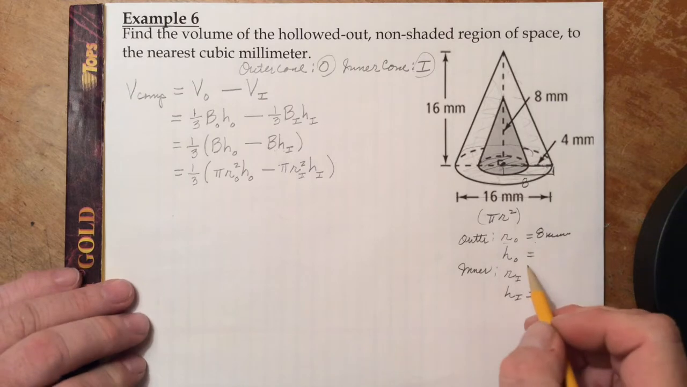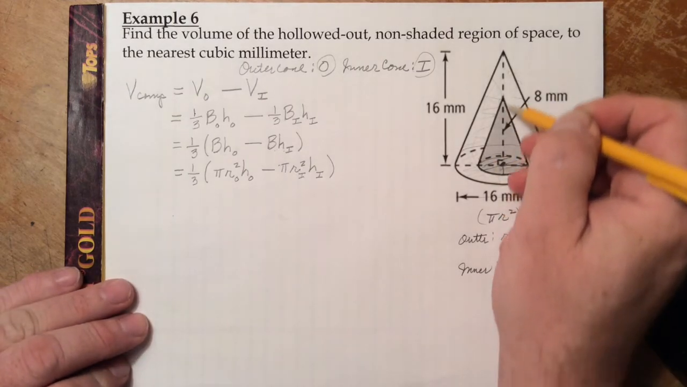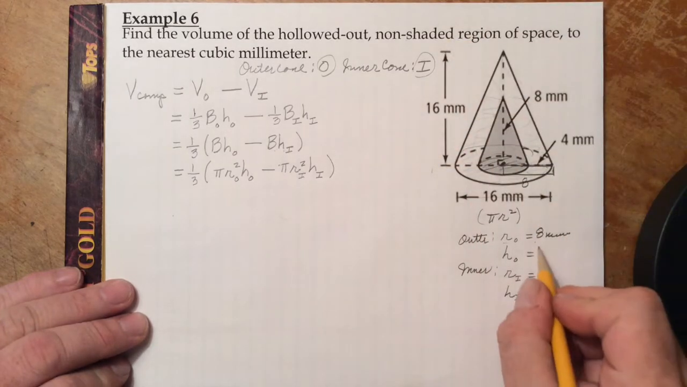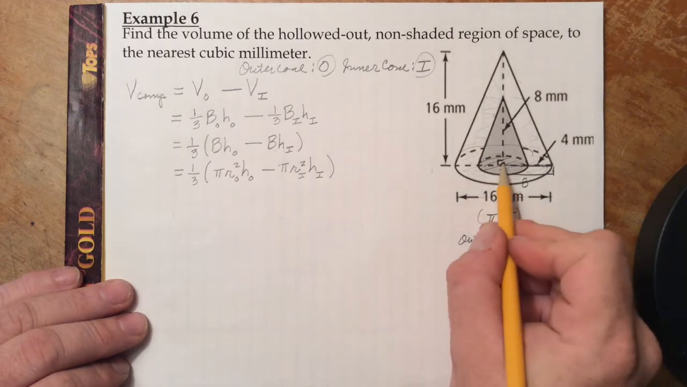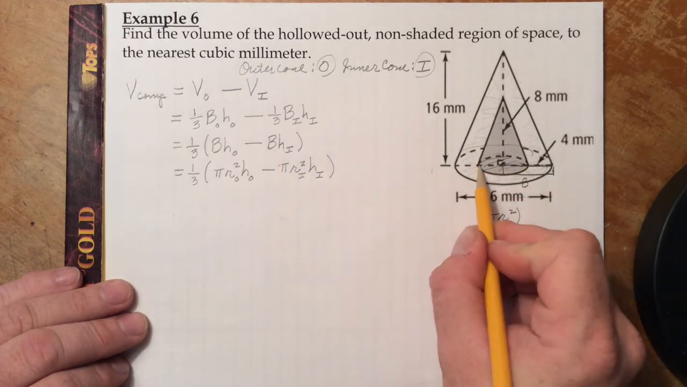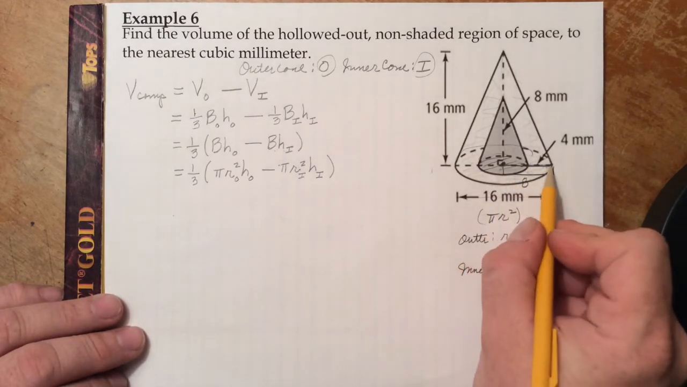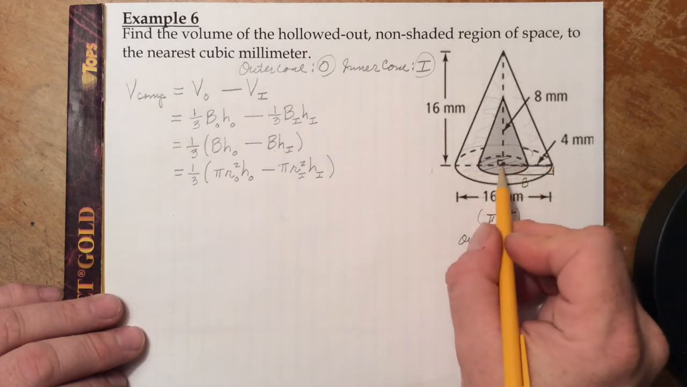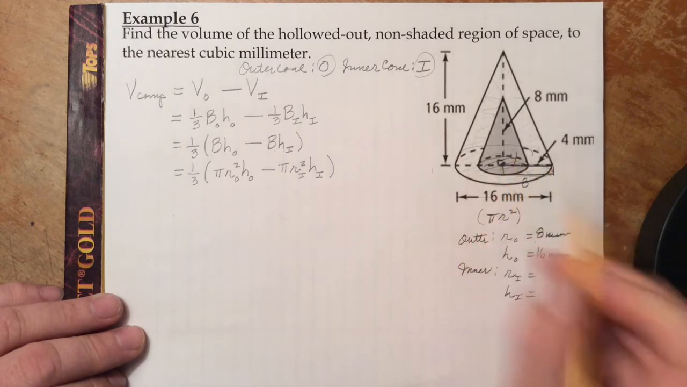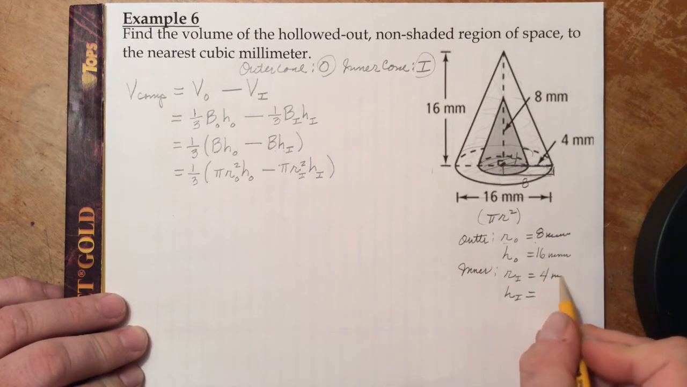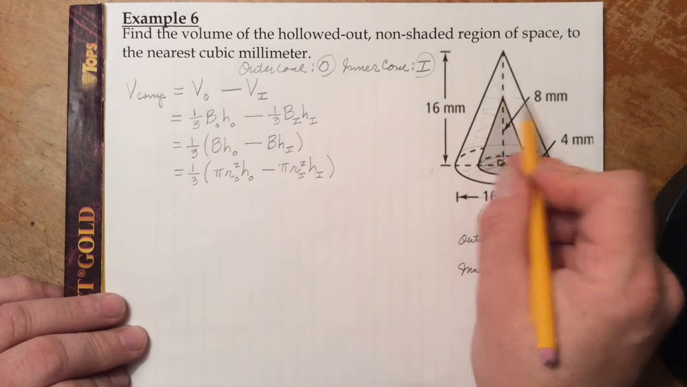So the radius of the big cone is 8 millimeters. Then the height of the outer cone is from here all the way up, and that's of course 16 millimeters. In the inner cone, the radius starts from the center and goes out to where the shading ends. And since this is 4 here, this has to be 4 here, so that the radius is 8 for the bigger one. So the radius of the inner cone is 4 millimeters. And the height of the smaller cone, of course, is 8 millimeters.